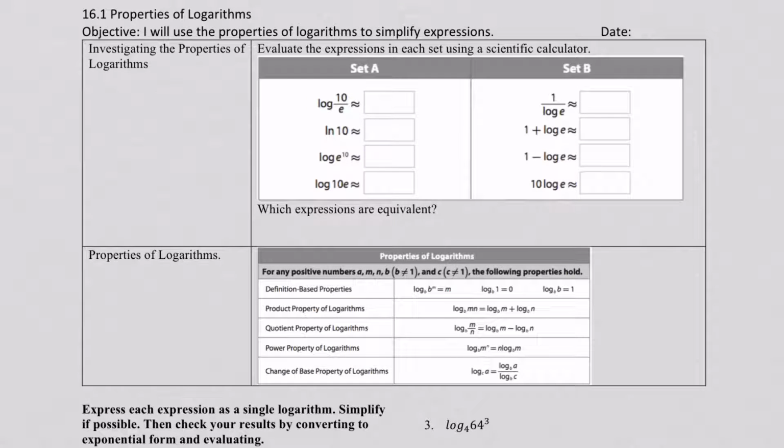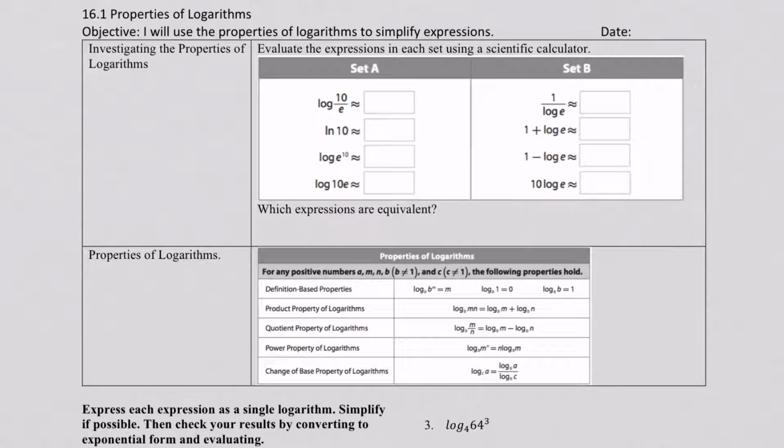Hey guys, this is section 16.1, properties of logarithms. So we just learned the definition of a logarithm, right? And we can go back from a logarithm expression to an exponential expression, right? We can go back and forth between the two. You need to be familiar with that in order to understand this section, which explains a lot of different properties of what we can do with logarithms.